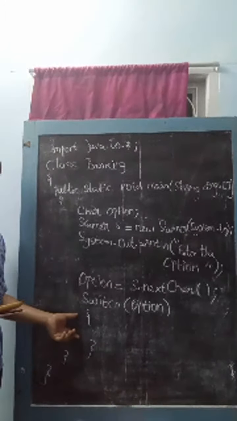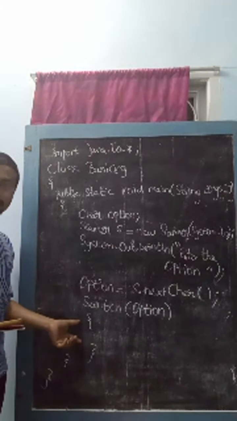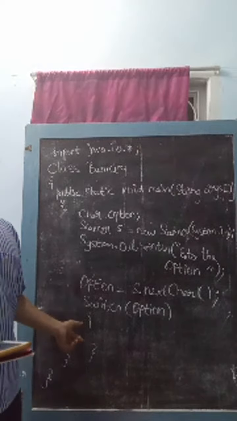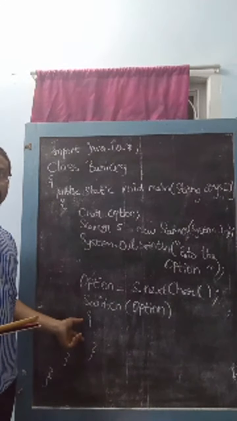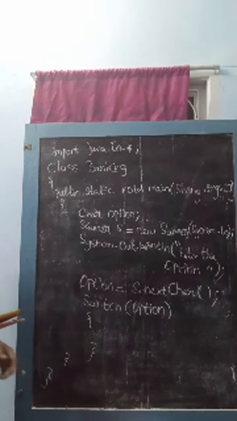The same thing you are going to write. Instead of printf, you have to use System.out.println. Instead of cout, you have to use System.out.println. You got it? Okay, complete this program.